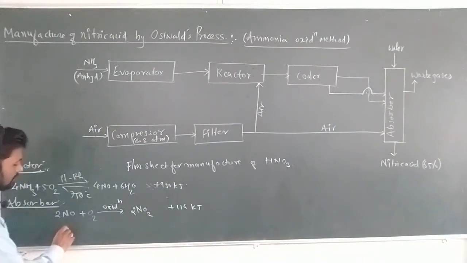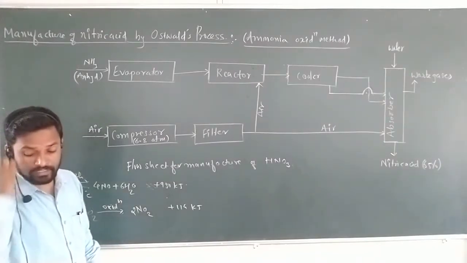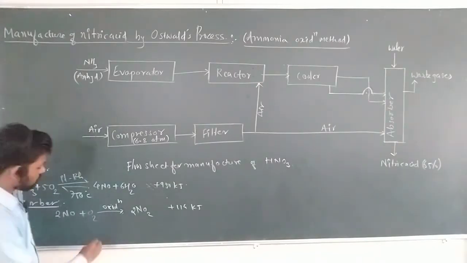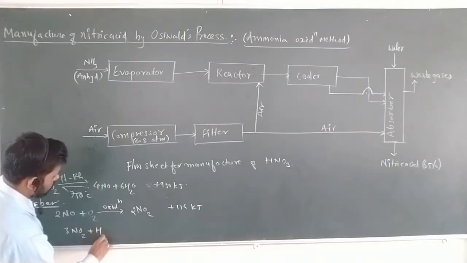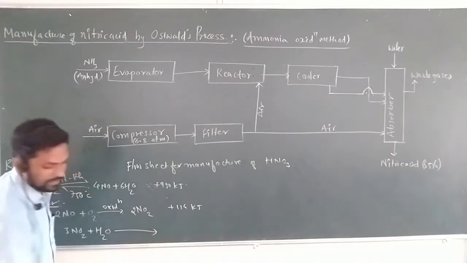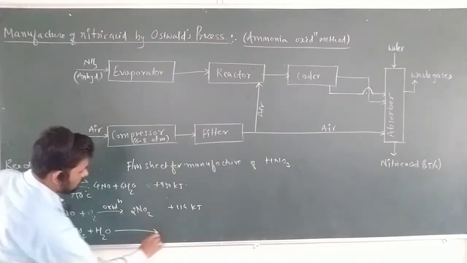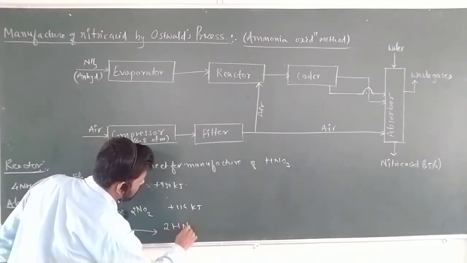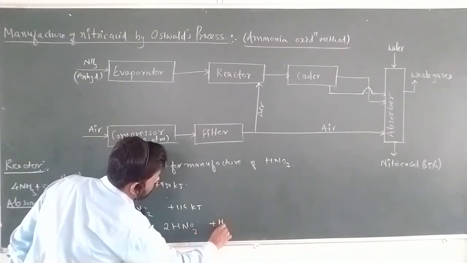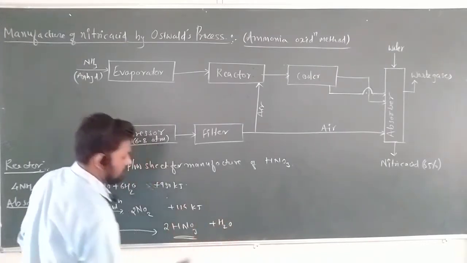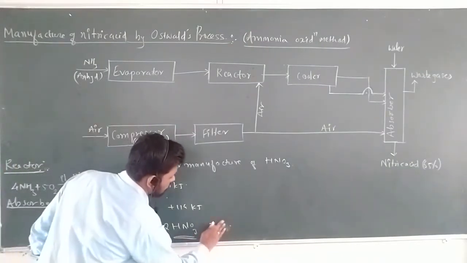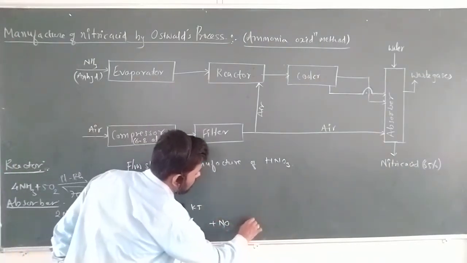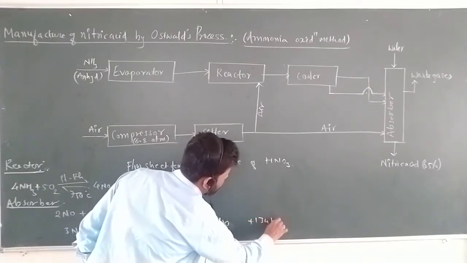That is the third step. What is the absorption? Absorption is very simple. NO2 is absorbed by water: 3 molecules of NO2 plus water, the absorption reaction takes place. It forms 2 molecules of HNO3 plus H2O. Which reaction takes place? NO is formed, plus 134 kilojoules of heat.